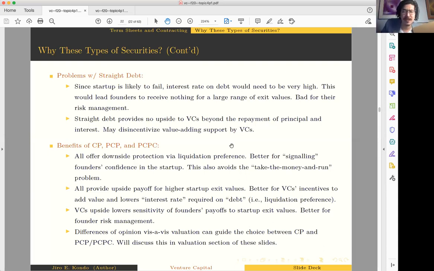Okay, so far what we've said is it doesn't make sense to do regular debt, and it doesn't make sense to do regular equity. And in both cases, we kind of explained why the three securities that we see used in practice actually do a better job. But another question that we might want to know a little something about is how do you choose between one of the securities and the other? What governs choosing convertible preferred or participating preferred? See what I'm saying?